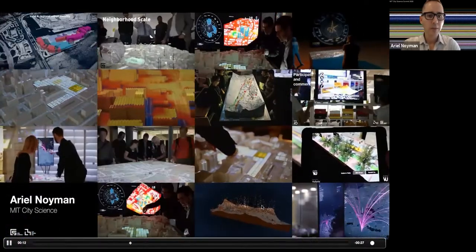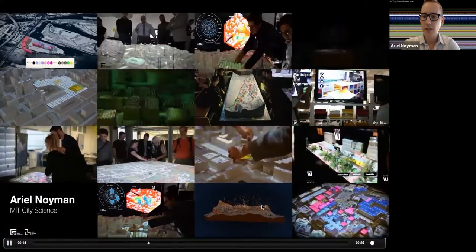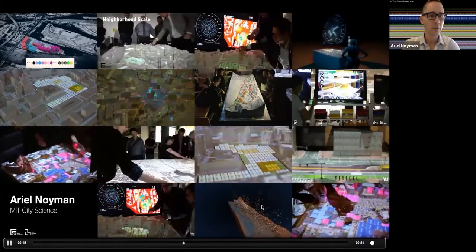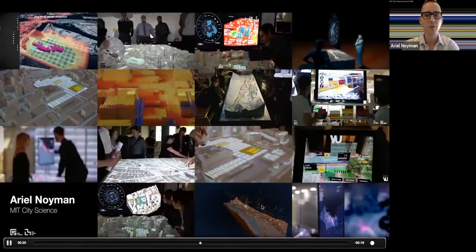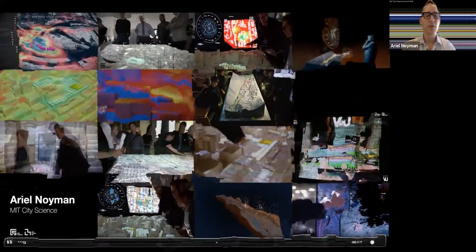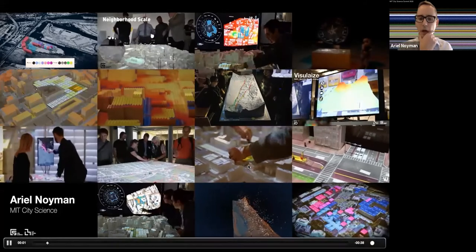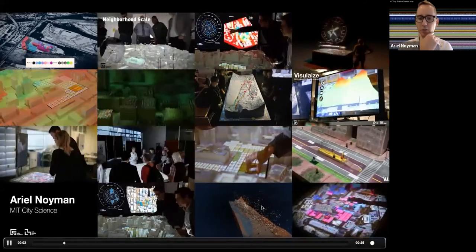My name is Ariel Noyman. I'm a PhD candidate here at the City Science Group, working in the last 6-7 years directly on the CityScope and many of the projects you're seeing here in the background. It's really a pleasure to start this workshop, hands-on introduction to CityScope.